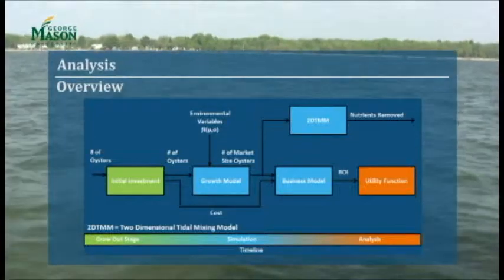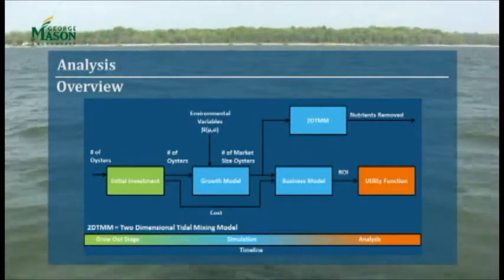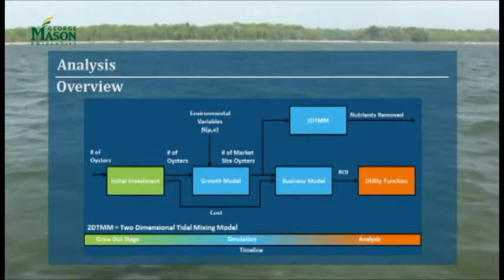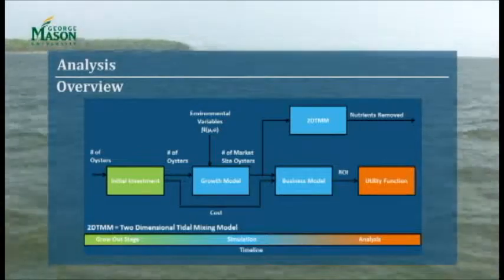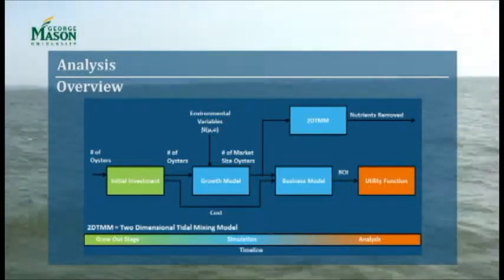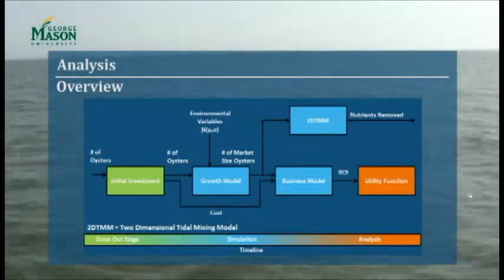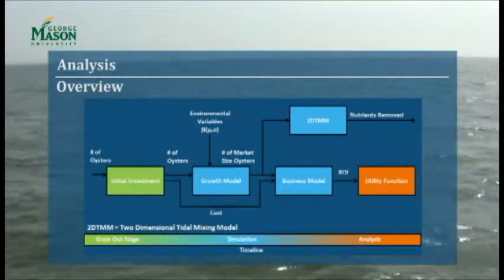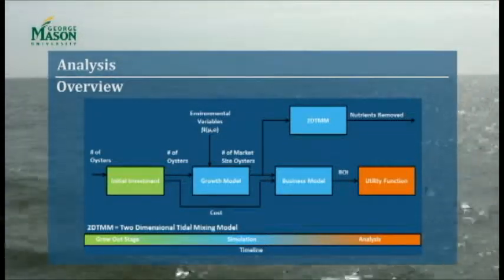The method of analysis, shown below, includes evaluating the growth and survivability of the three alternatives for obtaining the oysters in the growth model. It then evaluates the amount of nutrients filtered with the two-dimensional tidal mixing model, while also evaluating the financial feasibility using a business model. Next, the design alternatives will be evaluated by a utility function, and finally the alternatives will be evaluated based on the cost versus benefit analysis.